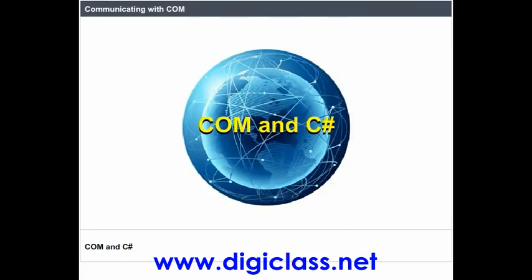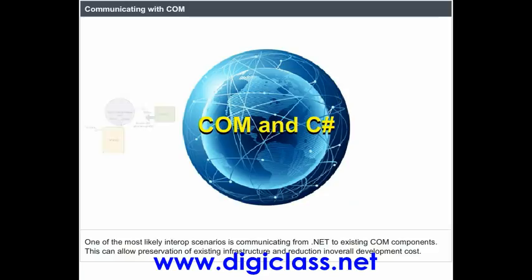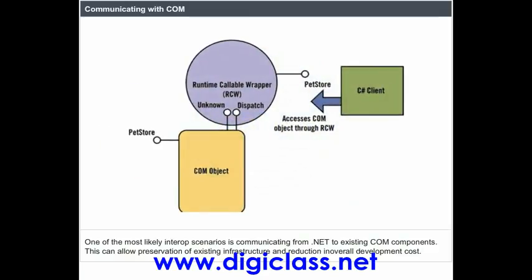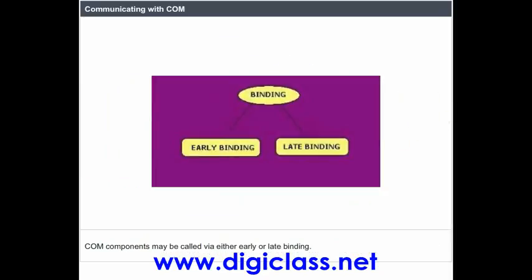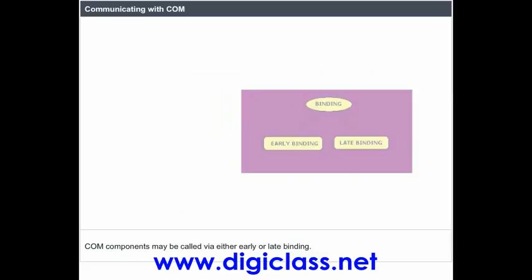COM and C#. Communicating with COM. One of the most likely interop scenarios is communicating from .NET to existing COM components. This can allow preservation of existing infrastructure and reduction in overall development cost. COM components may be called via either early or late binding.